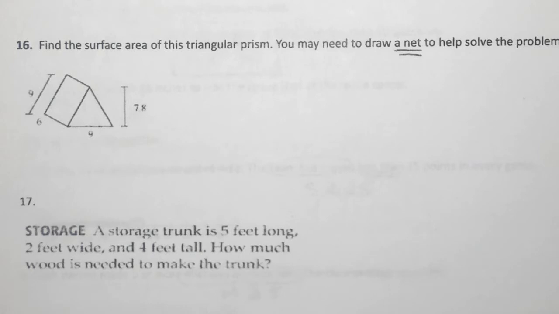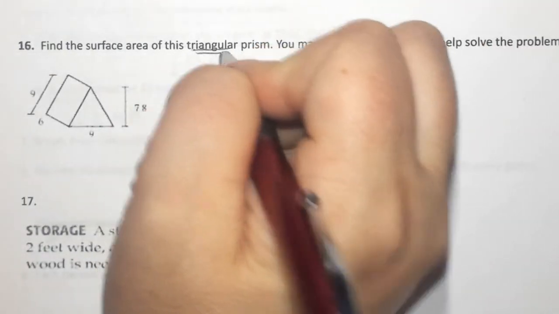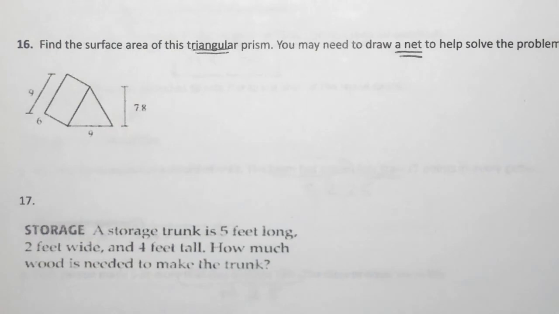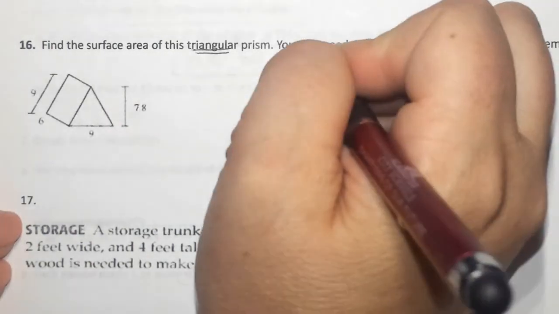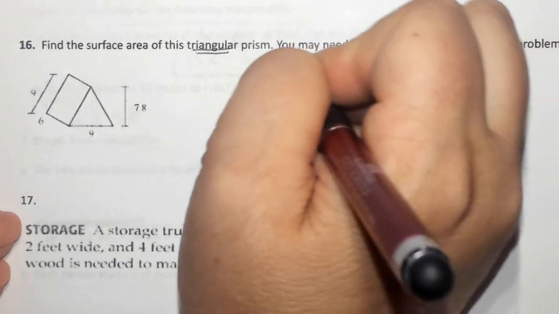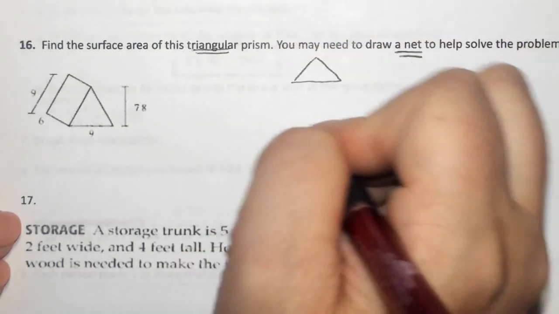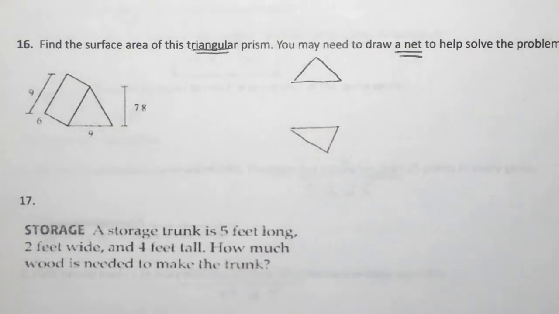Triangular prism. Oh, I'm sorry, I hope I said the right shape. All right, so triangular prism. Guys, this is a triangular prism, which means it's got two triangles with rectangles wrapped around it. So to draw my net, I'm going to draw my two triangles first. They're supposed to match. They don't. It's okay because it's just a quick drawing to help me.